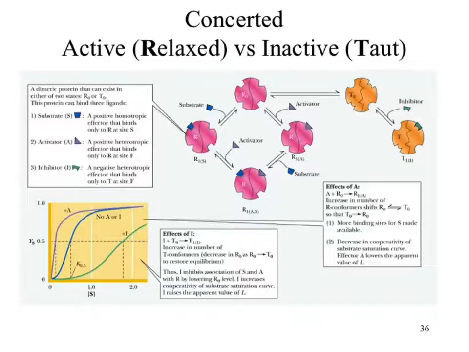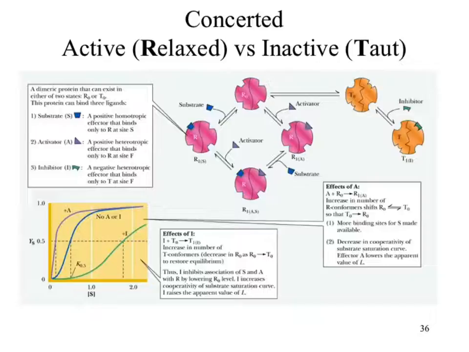Activators. What happens if we add in an activator? What would the activator do? Well, the activator should bind to the relaxed form. When it binds to the relaxed form, what happens to the relaxed concentration? It goes down, which then means taut has to replace it. I get more active enzyme present in solution, so the rate speeds up again.